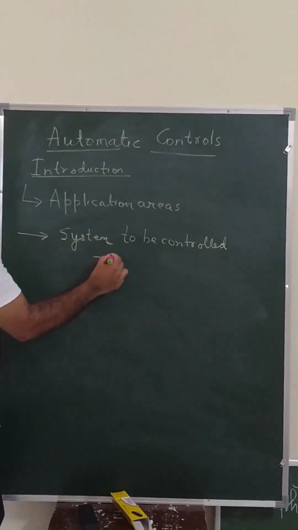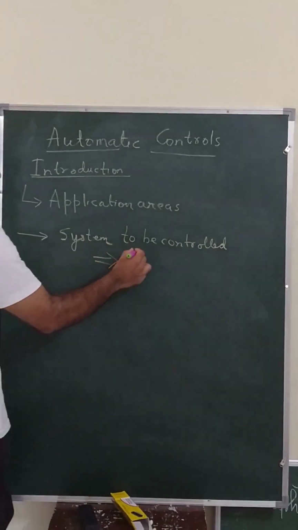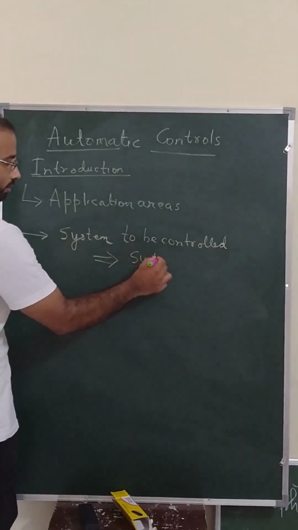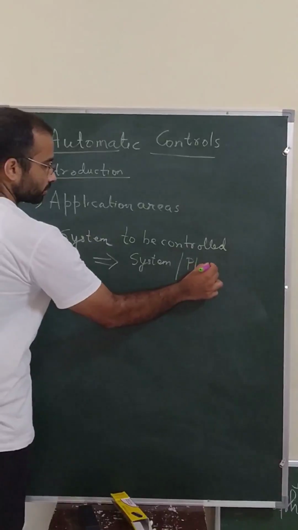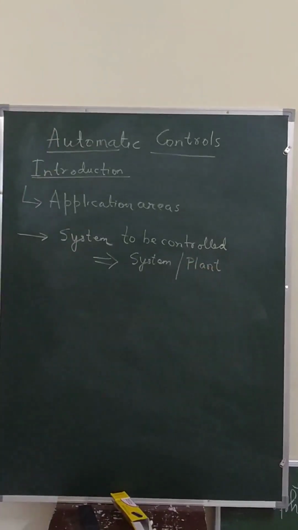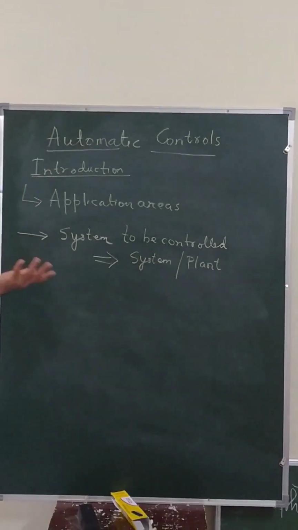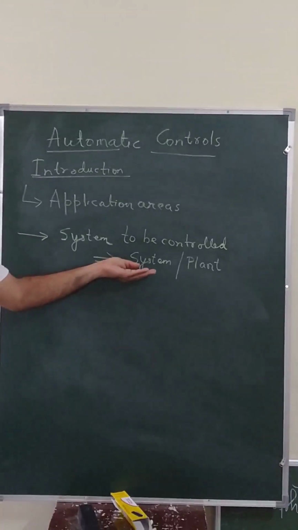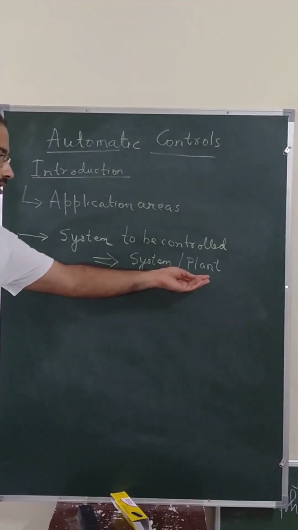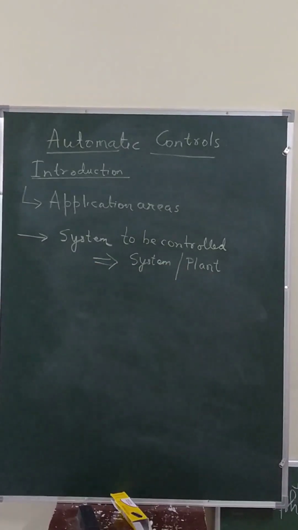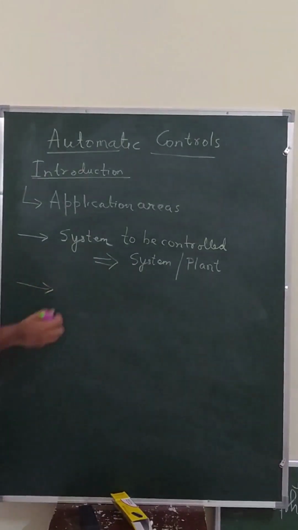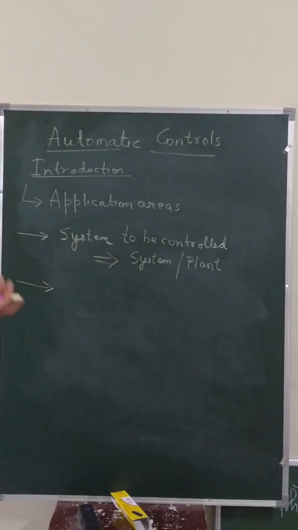is called simply a system, right? Or it could also be called a plant. The system which is to be controlled is sometimes called a system, and many times it is called the plant. So in that system, you need to control some variables of that system.